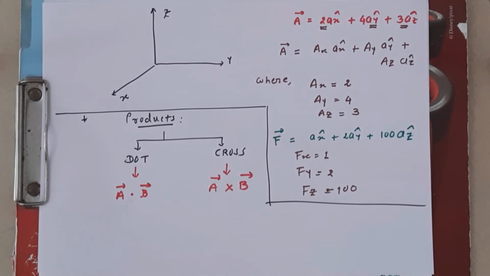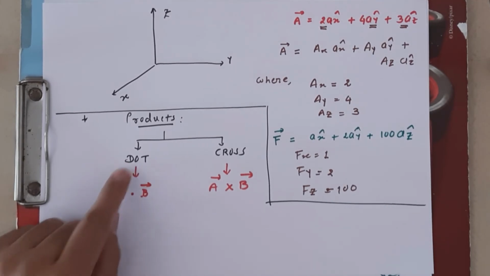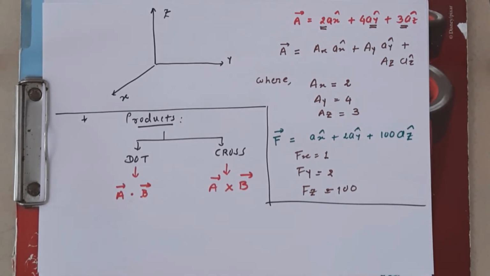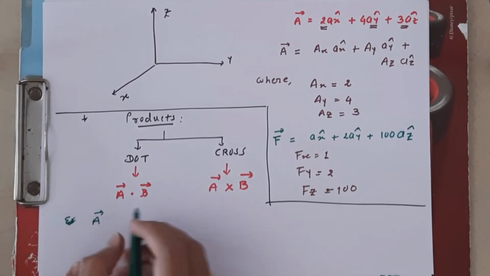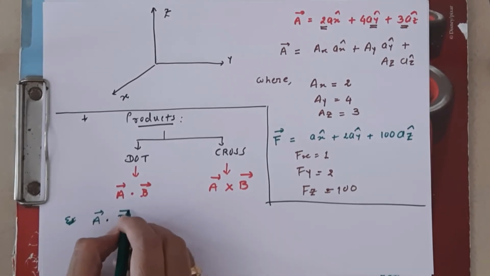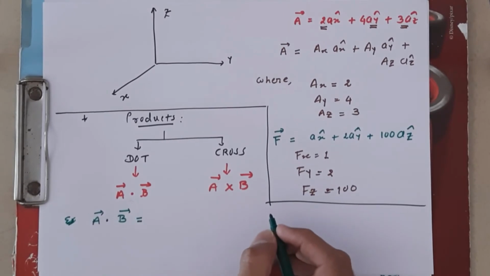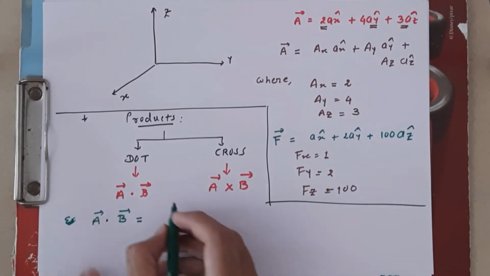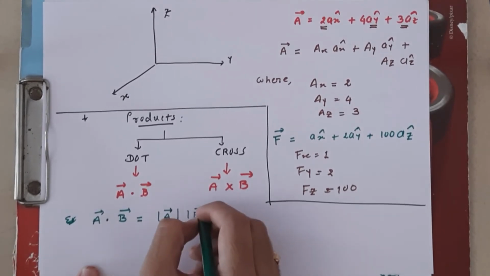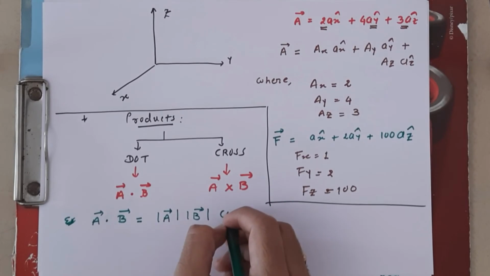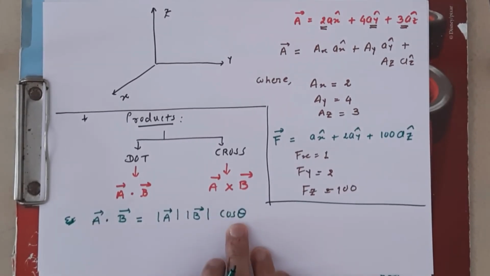First we discuss the dot product. Let me take the example of vectors A and B, so A dot B. What is the equation of the dot product? A vector dot B vector is equal to the magnitude of A, times the magnitude of B, times cos theta. What is theta? Theta is the angle between the two vectors.